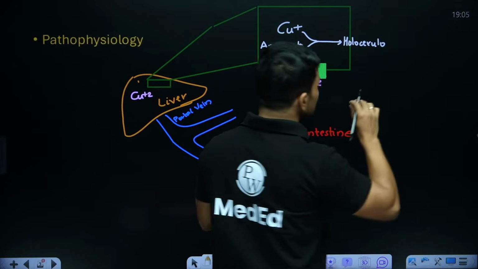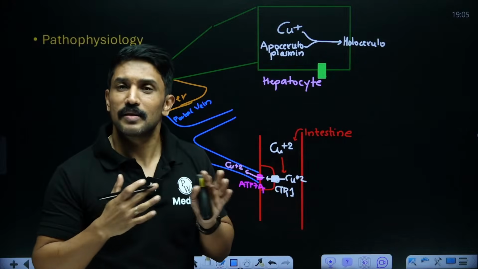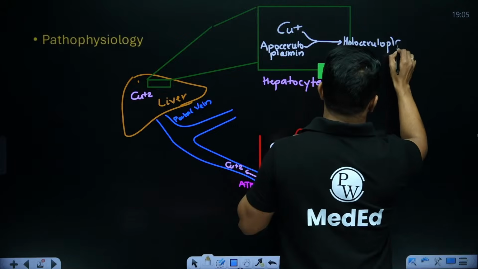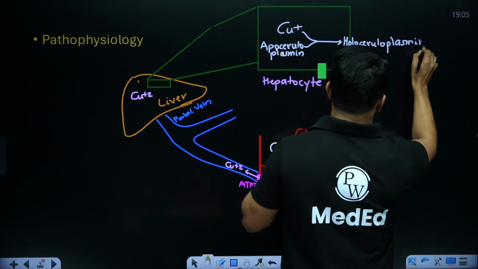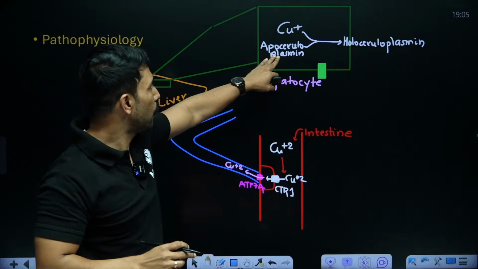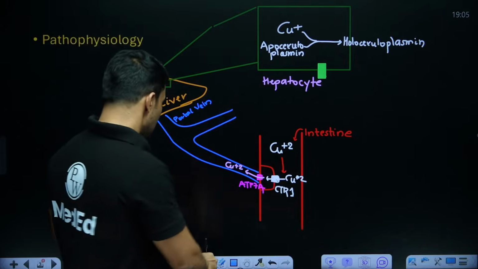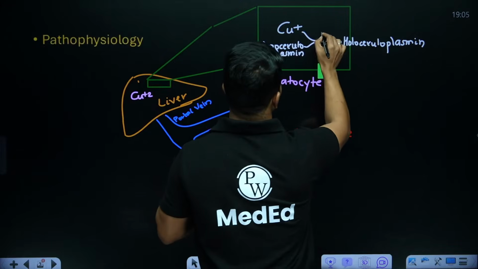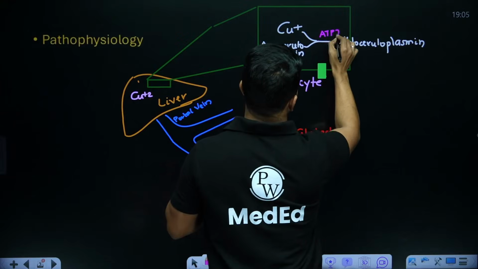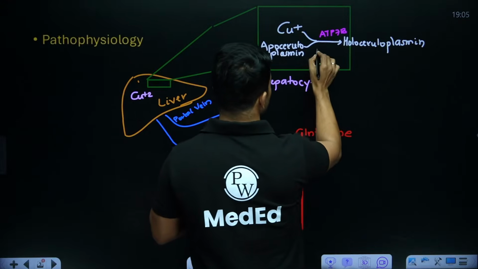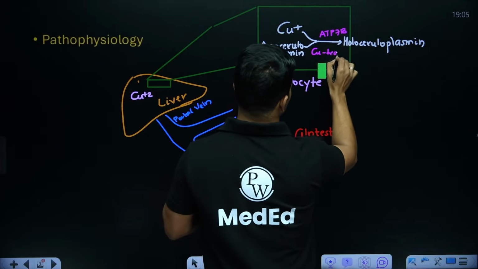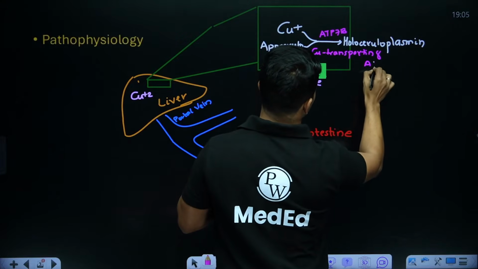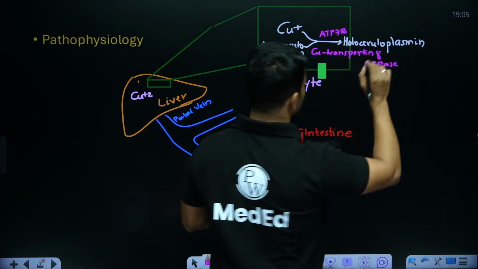Holoceruloplasmin. This is the ceruloplasmin that we refer to when we say the serum ceruloplasmin level. We will call it holoceruloplasmin. And this binding of copper to the apoceruloplasmin is catalyzed by an enzyme. The gene for this enzyme is ATP7B. The name of the enzyme is copper transporting ATPase. This gene codes for the enzyme called copper transporting ATPase.